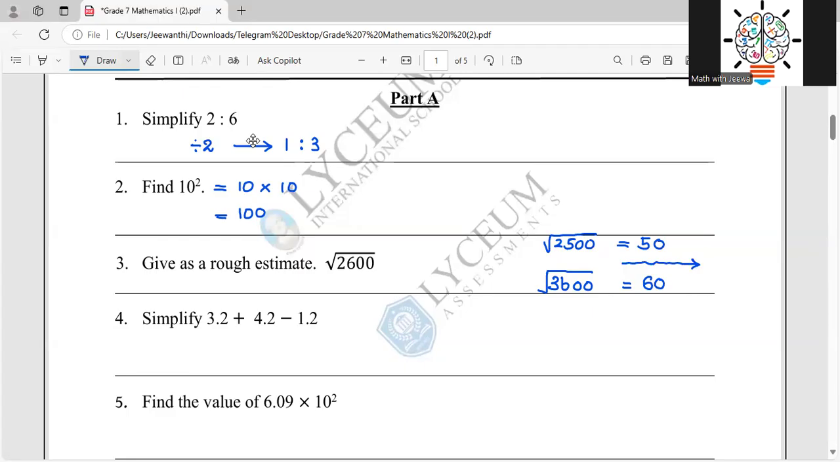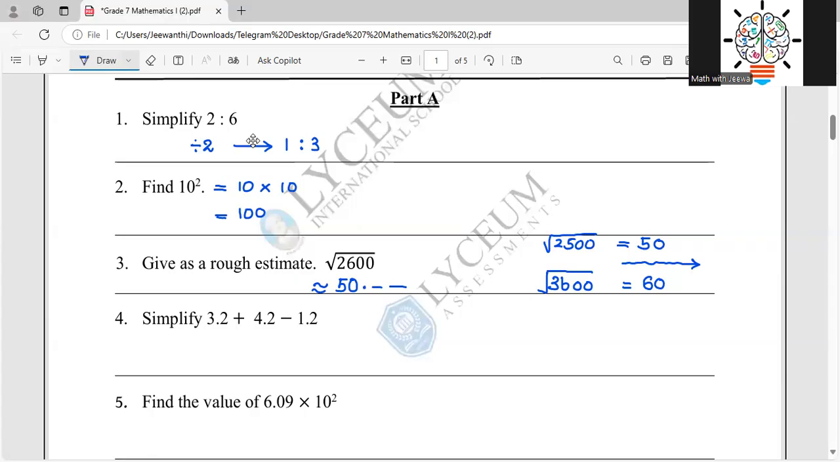Therefore, we write approximately, because this is not the exact value, 50 point something. We don't know what it is, that is 50 point something, because 50 into 50 is 2500, a well-known thing. So when you take the square root of 2600, it can be 50.8, 50.9, because 51 into 51 is 2601, right?